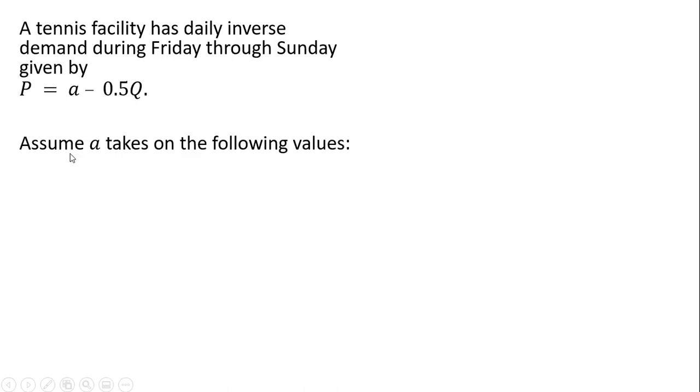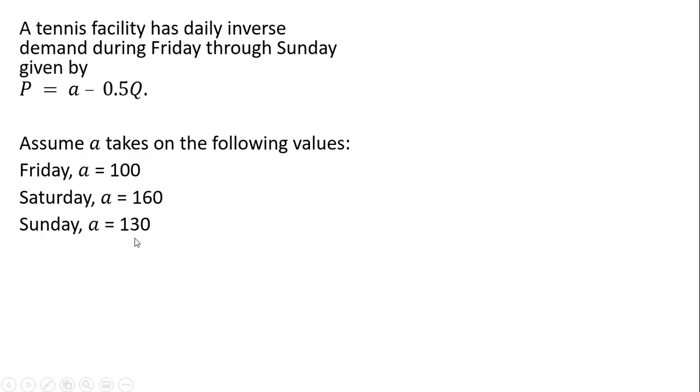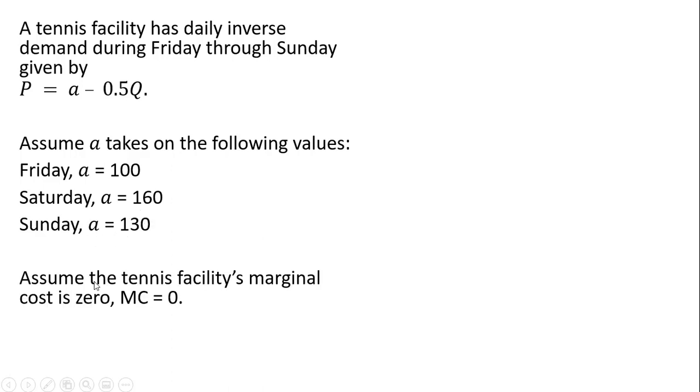We're going to start with the tennis facility that has daily inverse demand during Friday through Sunday given by the following. Price equals A minus 0.5Q. We're going to assume the value of A takes on the following values. On Friday, A equals 100. Saturday, A equals 160. And on Sunday, A equals 130. We're going to assume the tennis facility's marginal cost is 0, so MC equals 0.